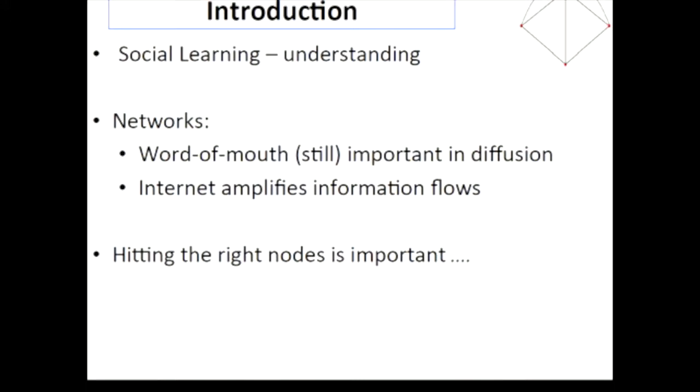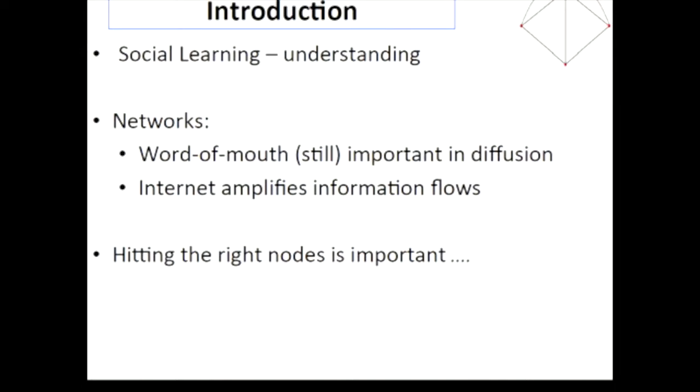And here, what we're trying to understand is word of mouth learning. Even in a world where we have all kinds of social media and so forth, a lot of the information that we get is through other individuals. So it's through the connections that we have, and whether you buy a new product depends on whether people have told you about it or told you that you should buy it, et cetera. So there are questions about what we're aware of, and we need to understand the network structure in order to get that. Although the internet amplifies information flows, word of mouth is still of fundamental importance.